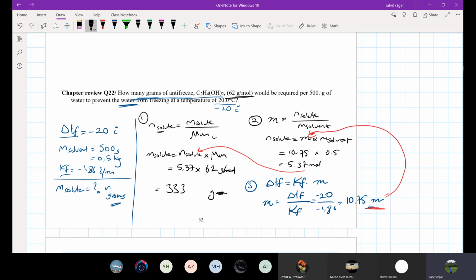What do we need? Mass of solute. What is mass of solute? Mole of solute multiplied by molar mass. We have the molar mass, but we need mole of solute. So we went to find mole of solute. What is mole of solute? Molality times mass of solvent. We didn't have molality. So we went to find molality from delta TF and KF. When we found it, we put it here, we put it here. All right?